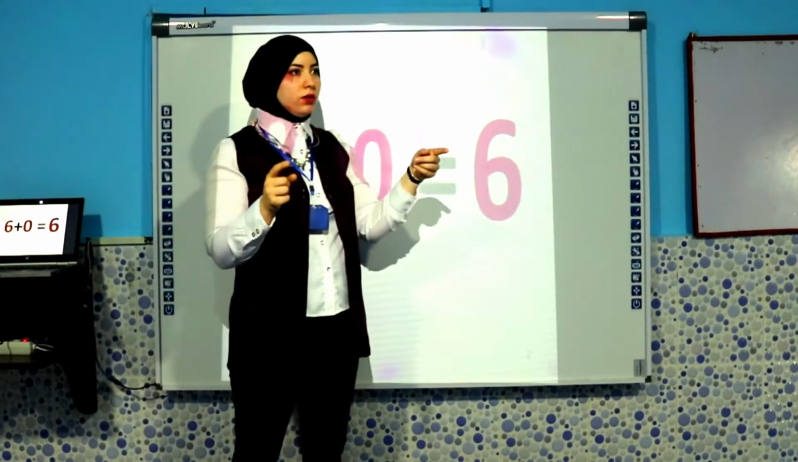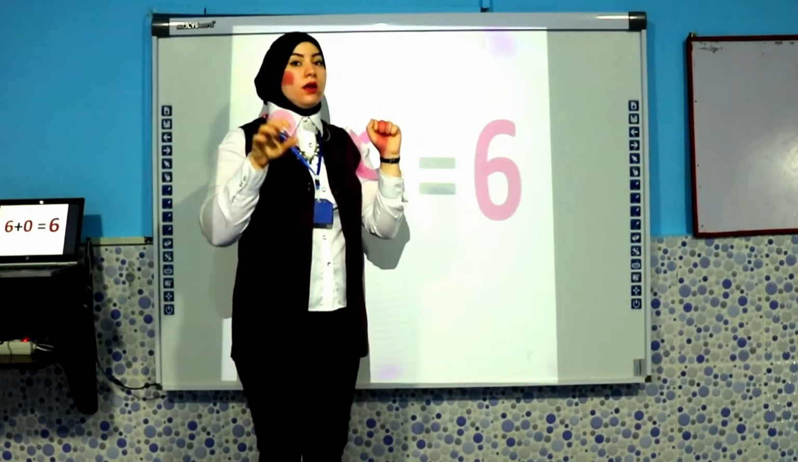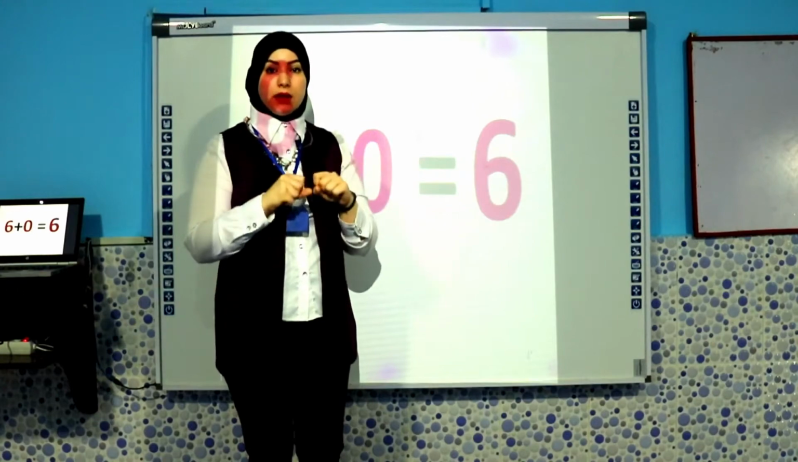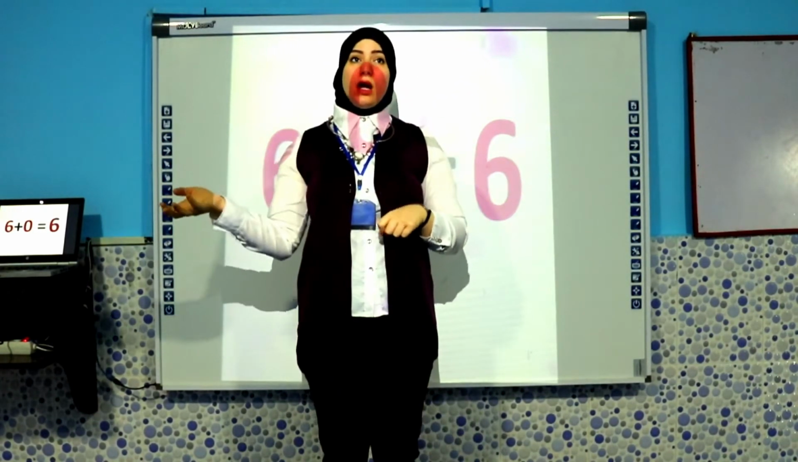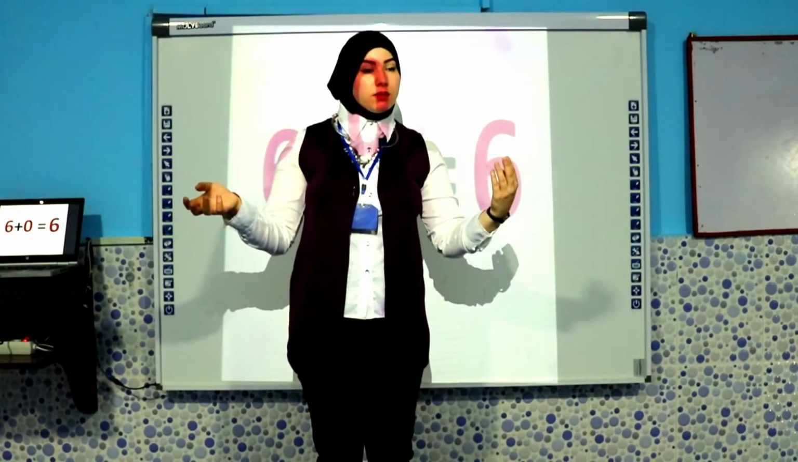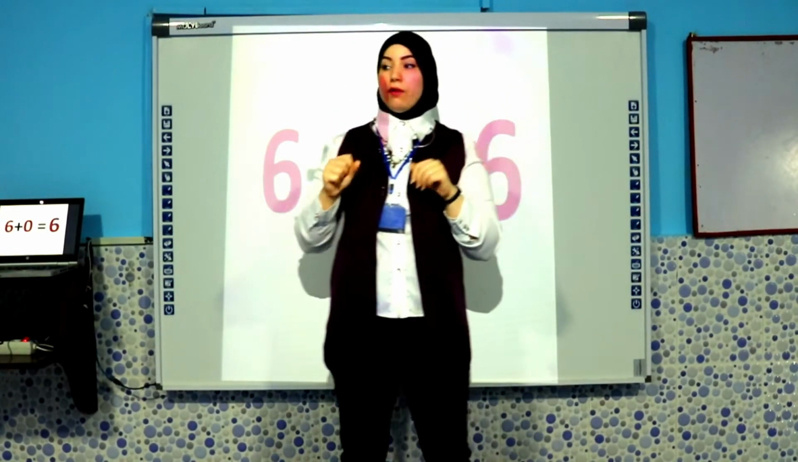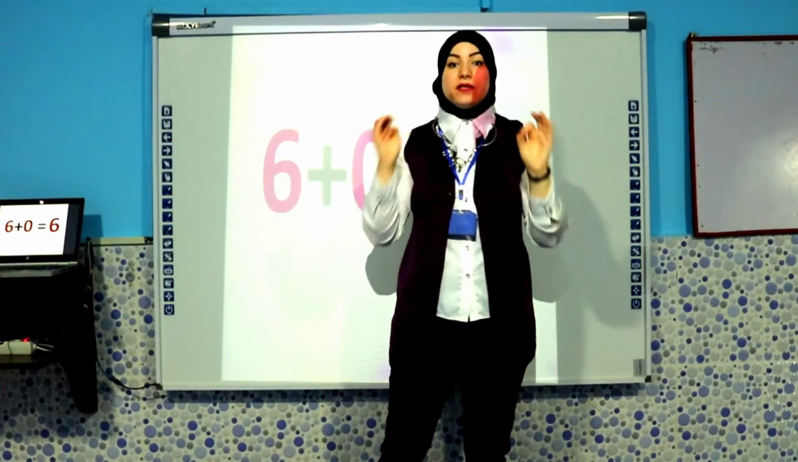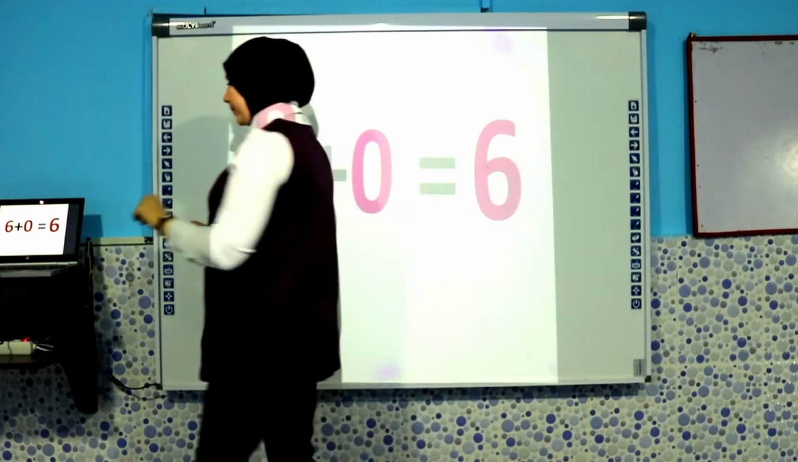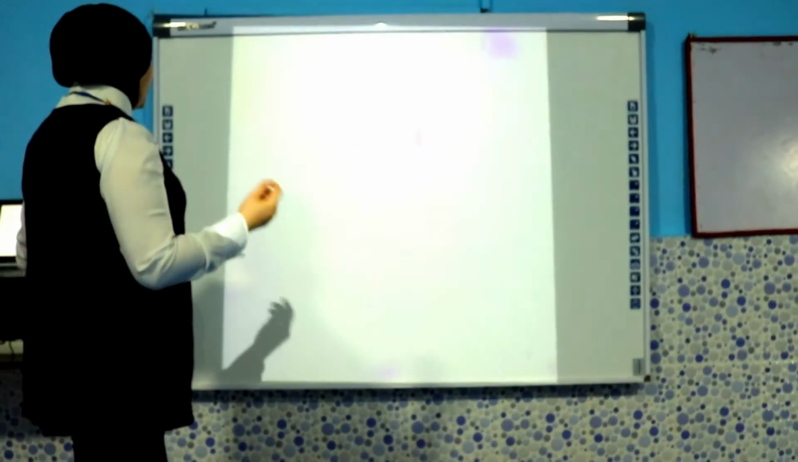1 plus 0 is 1. 100 plus 0 gives me 100. I have 69 plus 0 equals 69. I have 43 plus 0, it gives me 43. It gives me the same number. Let's see another one.